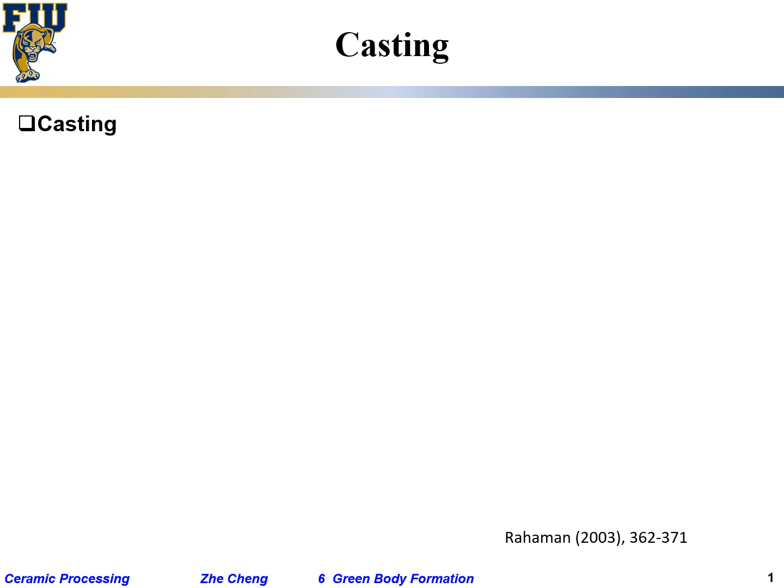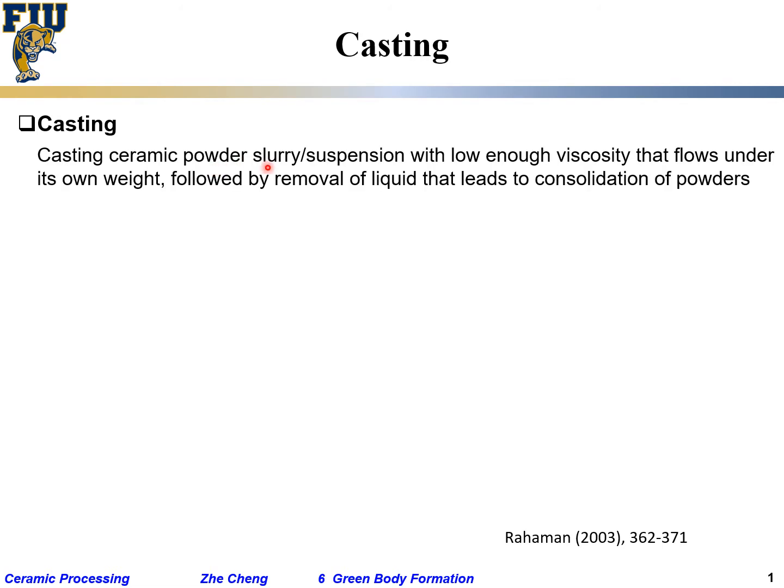Casting. For complex shapes, it's way easier to cast than to do that bagging thing. Okay. Casting uses a slurry, which we said is a suspension, powder in liquid, with low enough viscosity, which allows it to flow under its own weight, followed by removal of the solvent or liquid for consolidation of powders.